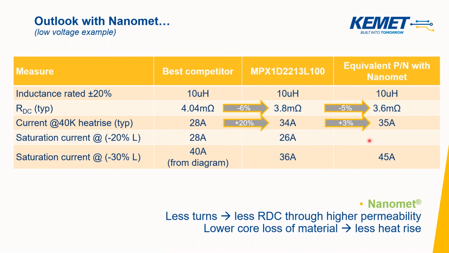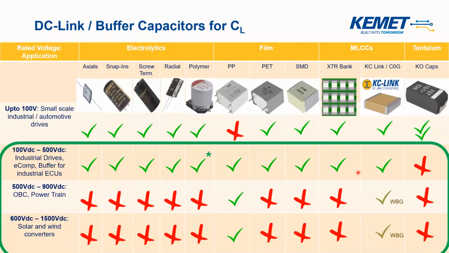nanomet part, because here we have a current capability of 45 amperes as compared to 36 amperes for what we would have for an equivalent part as of now. And even compared to a best competitor, this looks very well placed. And this is the reason why I think, when we compare it to some of the inductors right now, this would be something sort of semi-revolutionary to watch out for in the future.